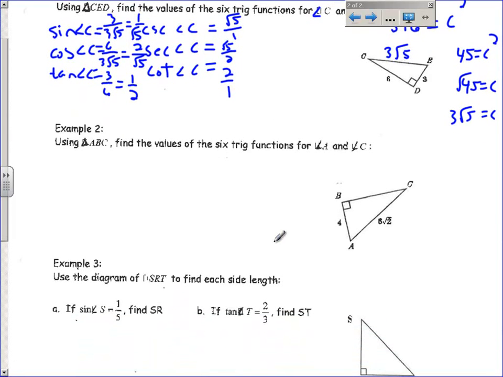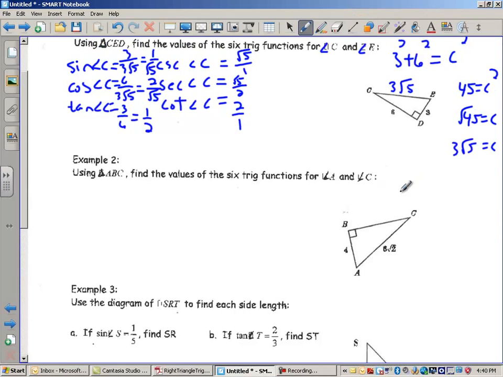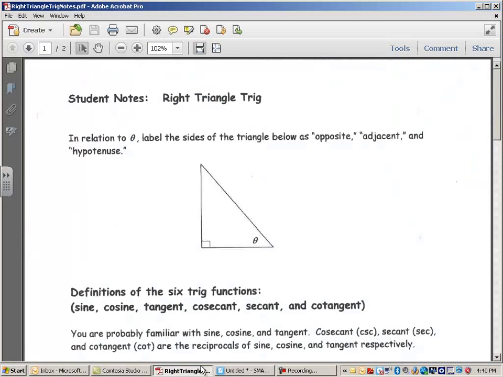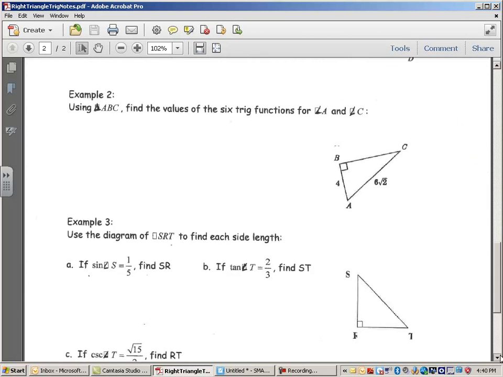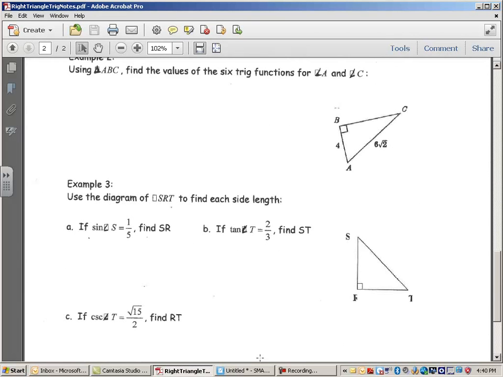Now here I've got a triangle, and I've got 4 and 6 square roots of 2, and I don't have this third side. First of all, I'm going to make sure that it really says 6 square roots of 2, because sometimes when I print it to my SMART Notebook, it doesn't print very pretty. Yes, that's 6 square roots of 2.